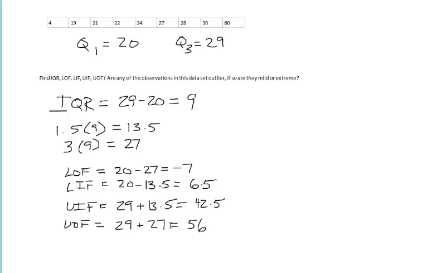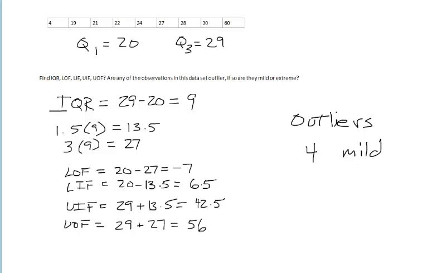So now we look at these observations, and the next question that was asked was, are any of the observations in this data set outliers? And if so, are they mild or extreme? So we can see that if we're less than 6.5, we're an outlier in that direction. And 4 is less than 6.5, but it's not less than -7. So our outliers are going to be 4, and it's a mild outlier.